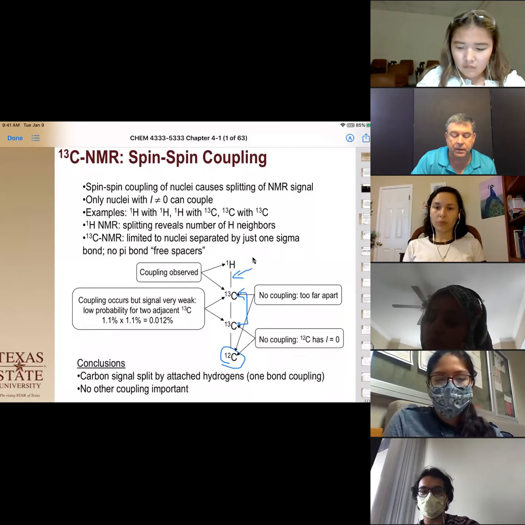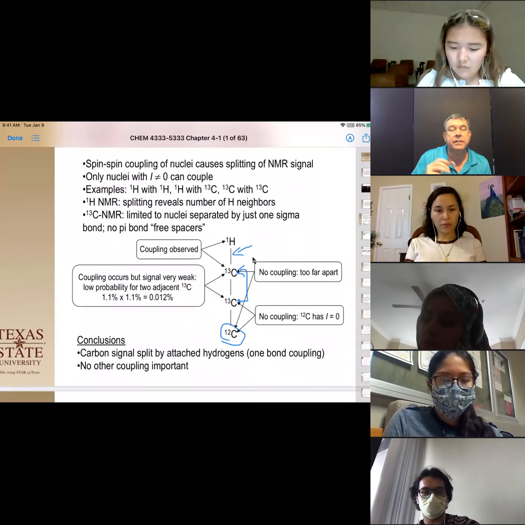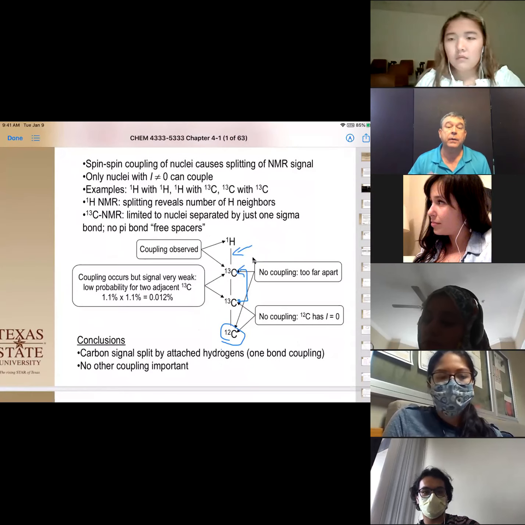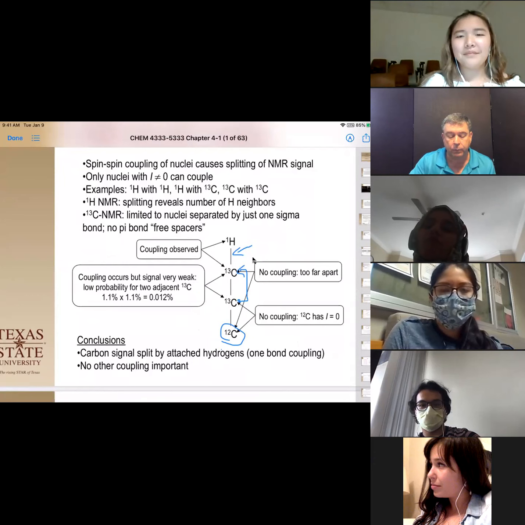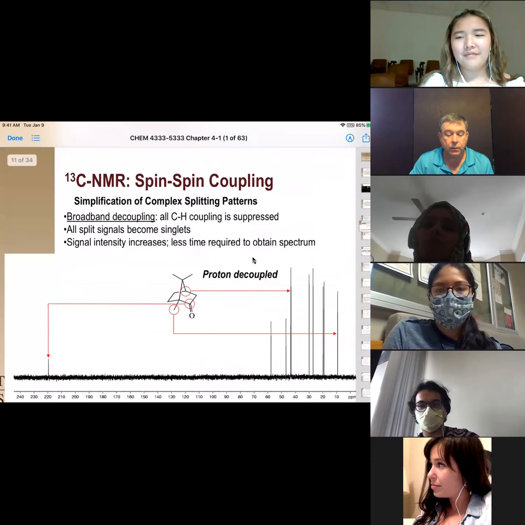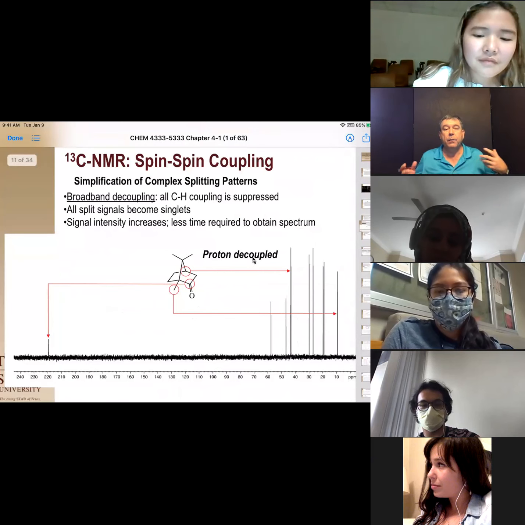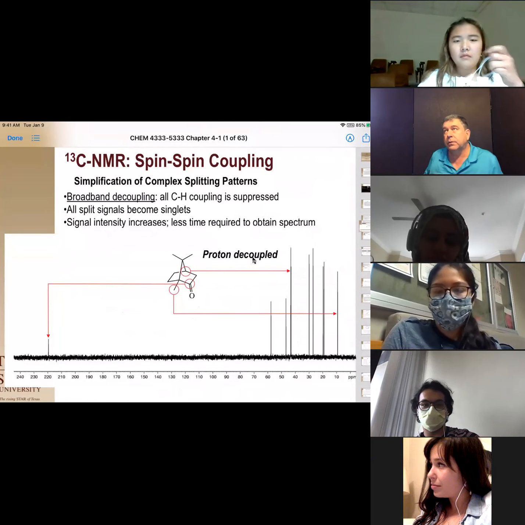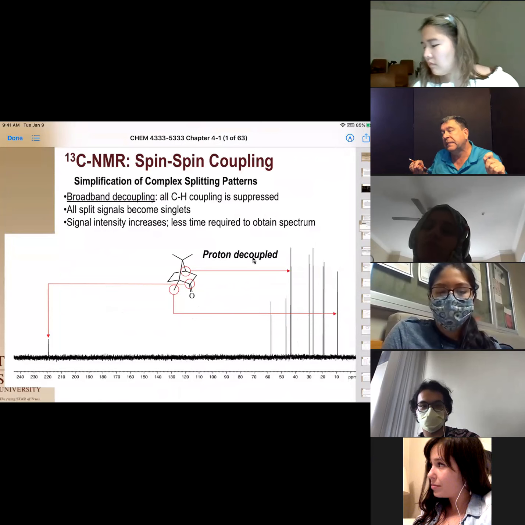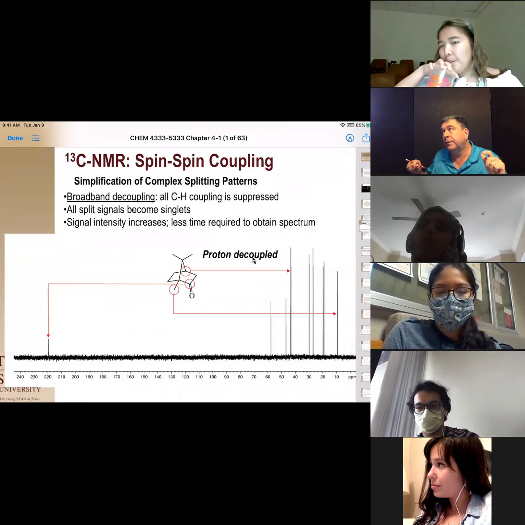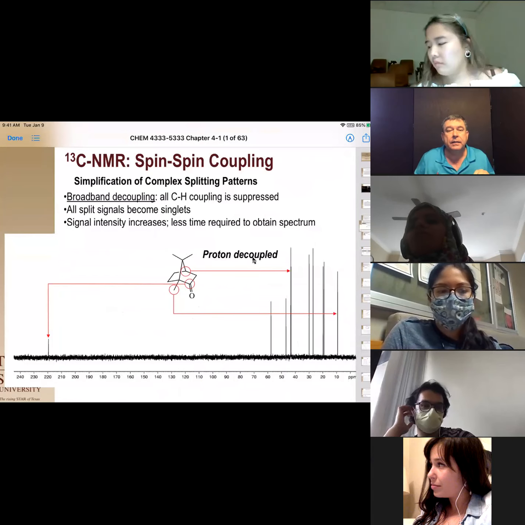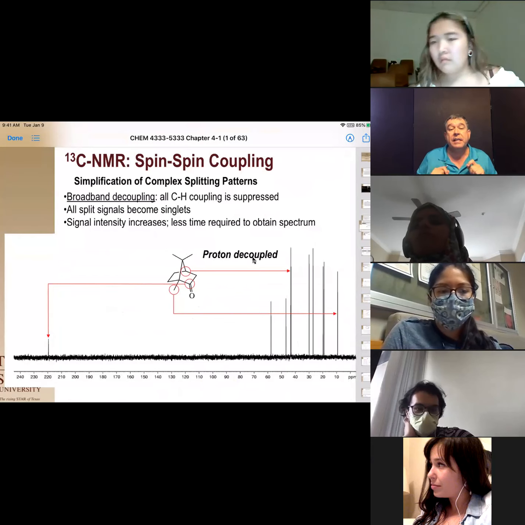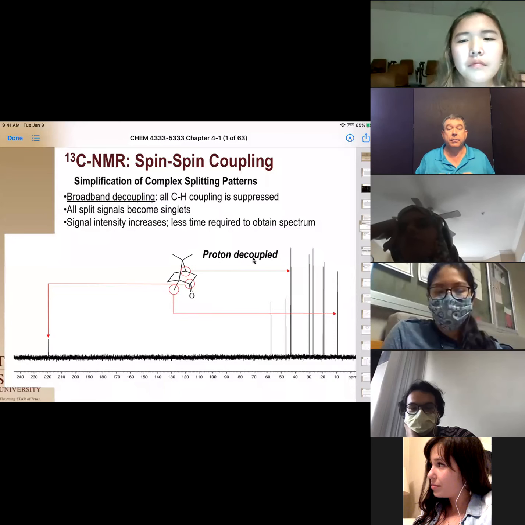Okay, so the fact that it does exist means we have to use some kind of technique to eliminate that kind of spin coupling to enhance our signal to noise ratio, to get a really good signal. Okay. So if we do a simple thing, what we call broadband decoupling, what this does is this takes away and suppresses all the carbon-hydrogen coupling such that each carbon goes down to a single peak, okay?